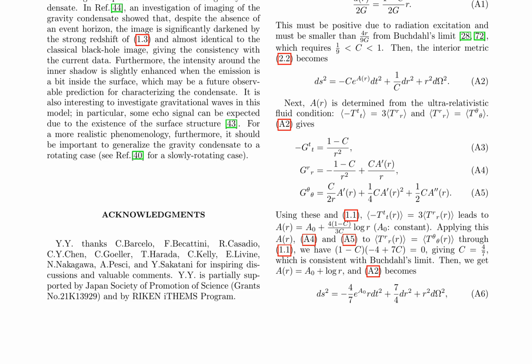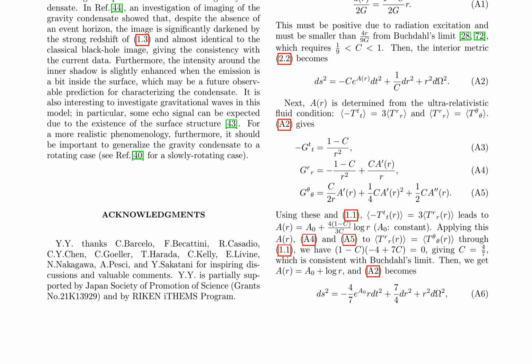In the phenomenology section, the authors discuss the semi-classical gravity condensate, referencing previous work on imaging the gravity condensate. This model may also predict enhanced intensity around the inner shadow and echo signals in gravitational waves. The appendix reviews the entropy of self-gravitating thermal radiation, providing a different approach from previous work.